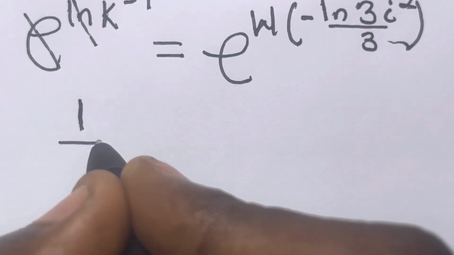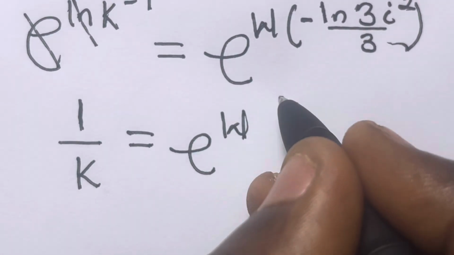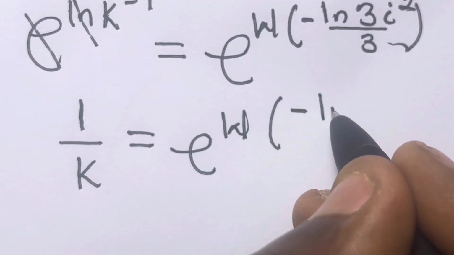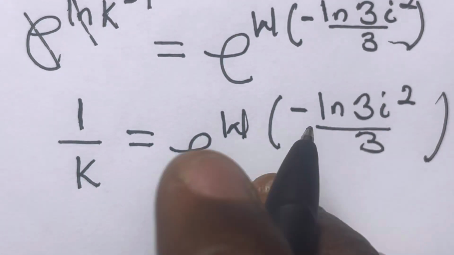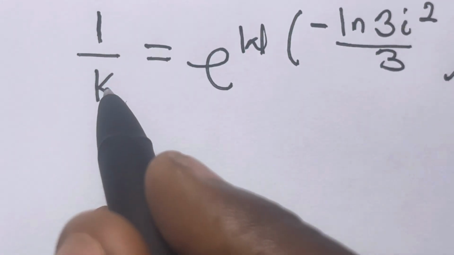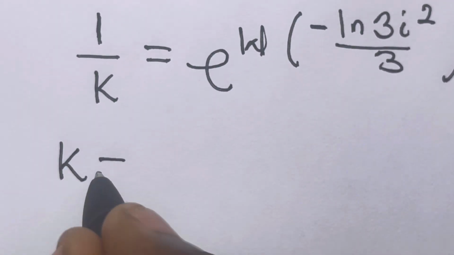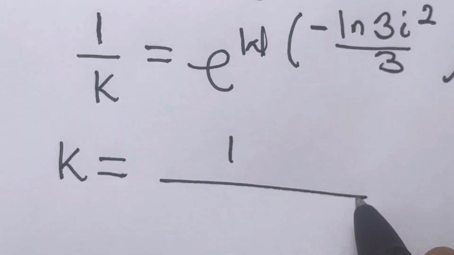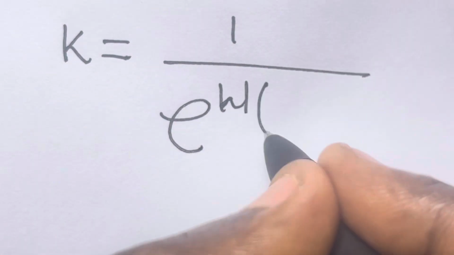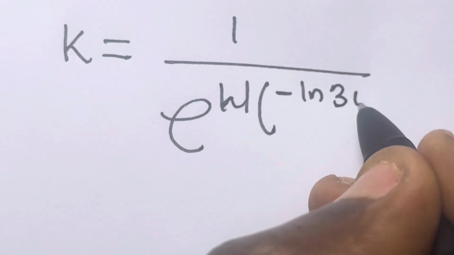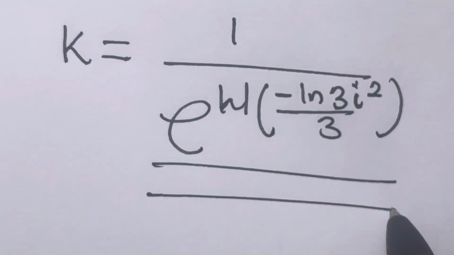So from here now, we cancel this, so we have k raised to power minus 1, which becomes 1 divided by k, equals the exponential Lambert function of minus ln 3i squared divided by 3. So therefore, if we cross multiply and make k the subject of the formula, we have k equals 1 divided by exponential the Lambert function of minus ln 3i squared divided by 3. Guys, this is our final answer.